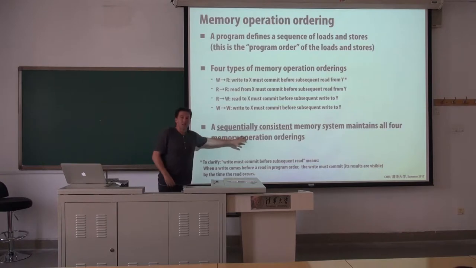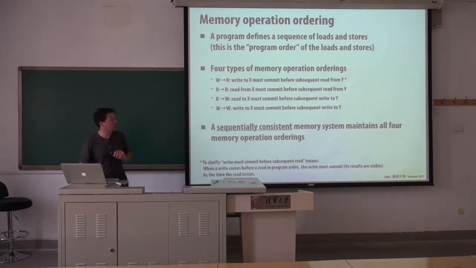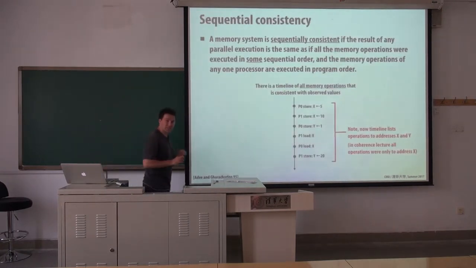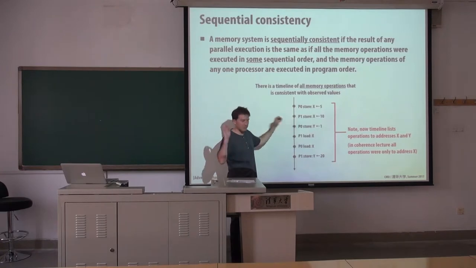Now, this is a term that's very, very important. A sequentially consistent system maintains all four of these orderings. In other words, what it means is very similar to coherence. It means that memory behaves exactly how you intuitively want it to behave.